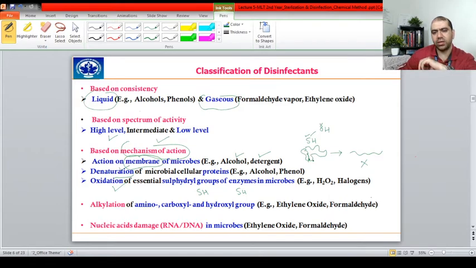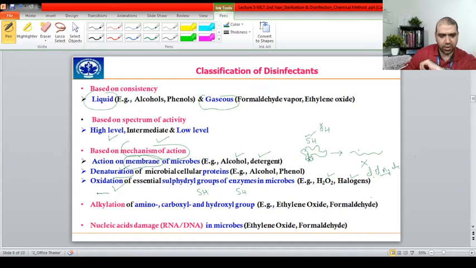So what it does is it can break this sulfhydryl bond and denature your enzymes or proteins. So this is how they work, and this is particularly done by, for example, hydrogen peroxide and halogens, for example, chlorine and fluorine, and your silver, etc.